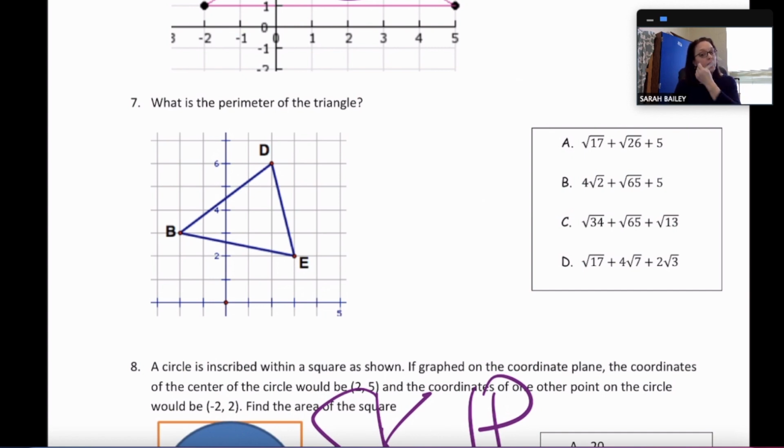So we don't need to find the exact value for each of the distances. All right, so perimeter is the distance around a figure. So the sides of this triangle, none of those are vertical and none of those are horizontal. So we'll have to use the distance formula to find the length of each side, which means we're going to have to do the distance formula 3 times. Okay, so we're going to organize our work.